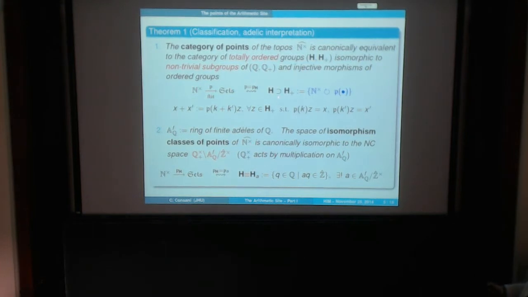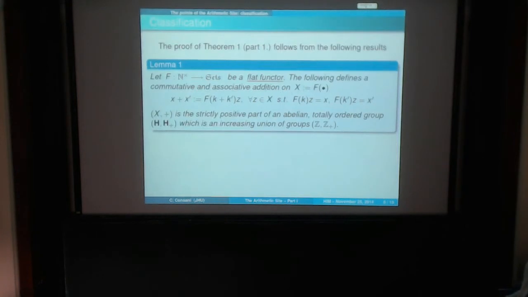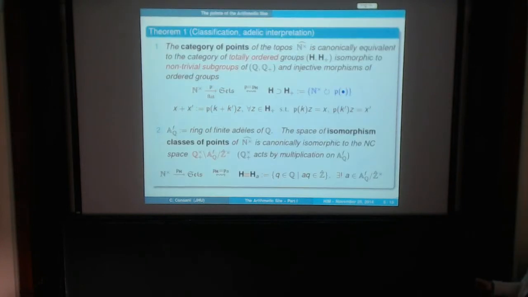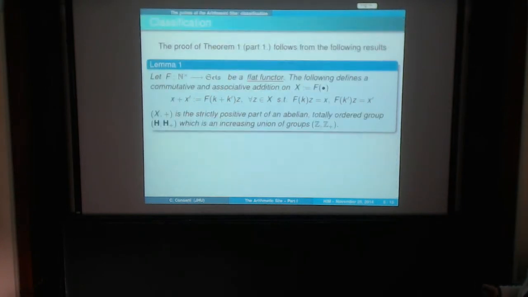Yeah, so this is what I'm going to explain in the proof. So that's the next part, so the statement is coming. So this part says, okay, I focus first on the first statement. And it follows from the following result.